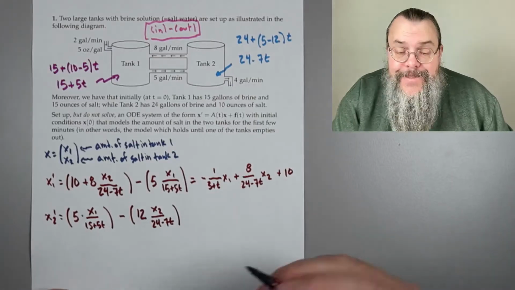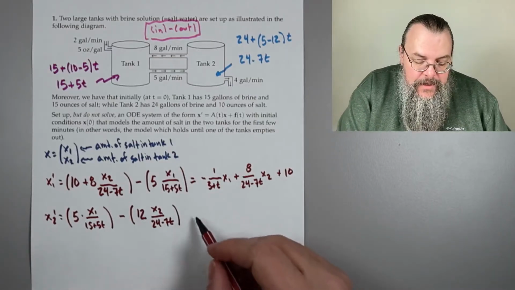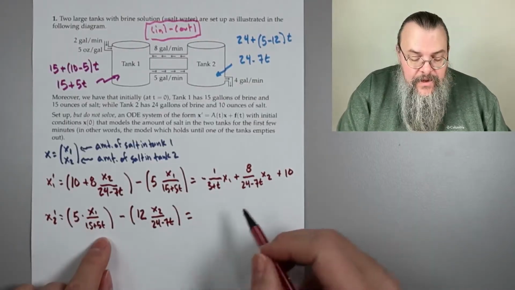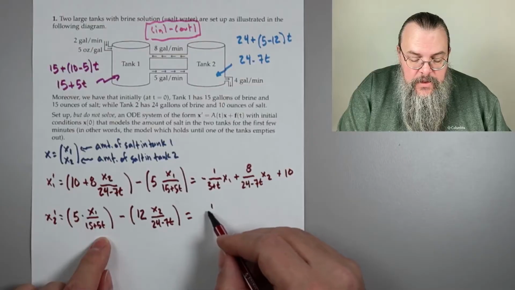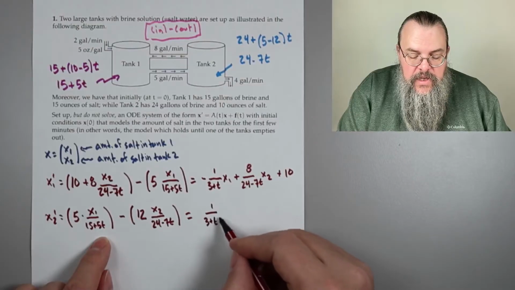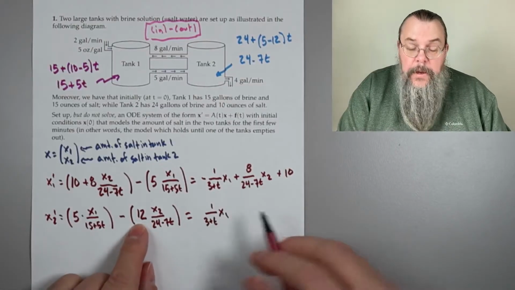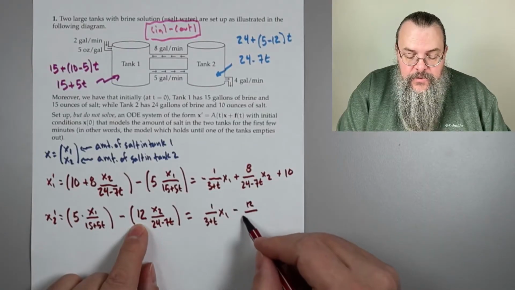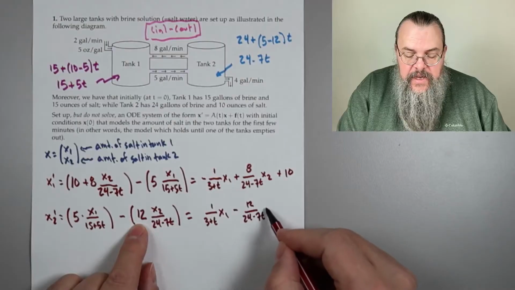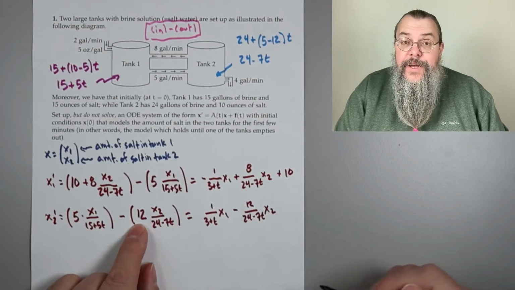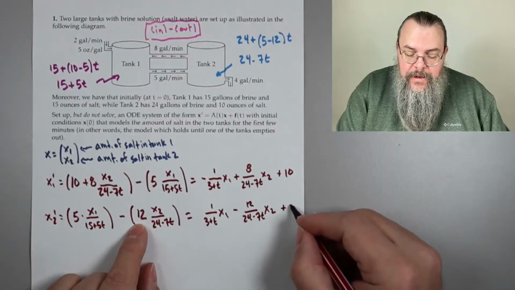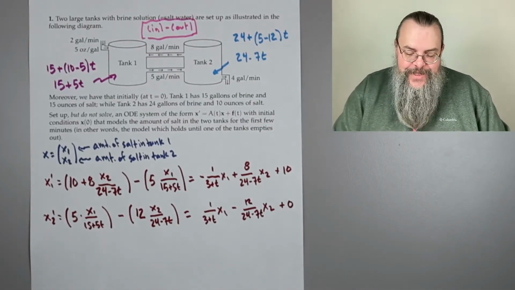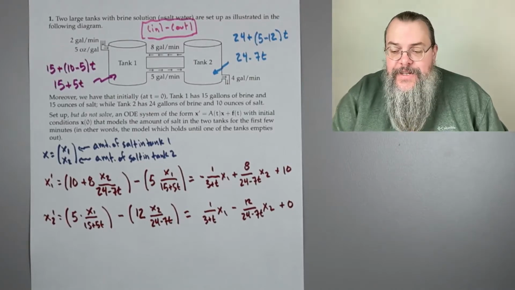And that's it. Okay, so again, we'll write this. Similar, we'll put the x1 first, and we have the 5s as we have before. So it's 1 over 3 plus t x1 minus 12 over 24 minus 7t x2, and then there's nothing else. I'm going to write this as plus 0, because it's always true. You can always add 0 to the end of something, and you haven't changed it.